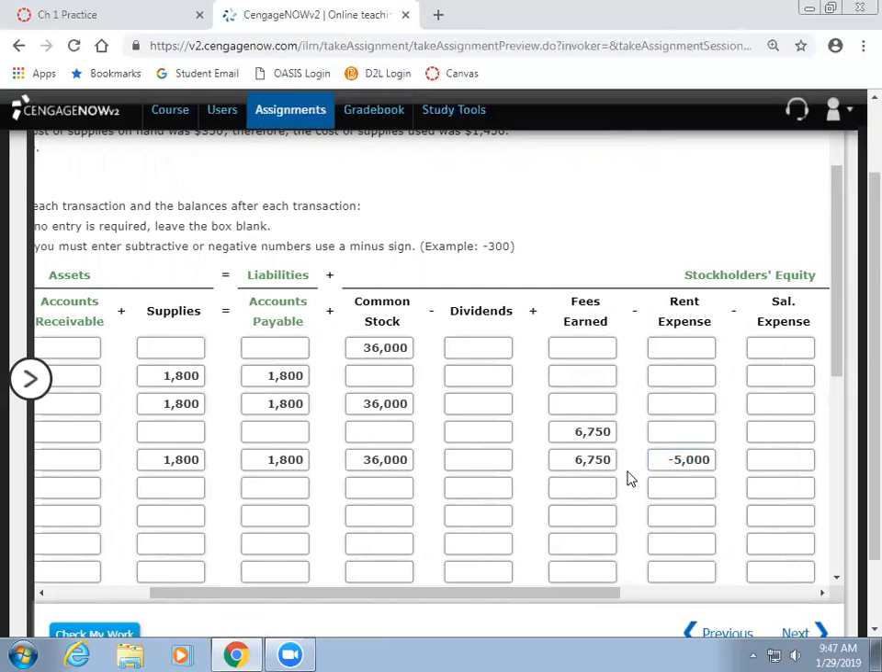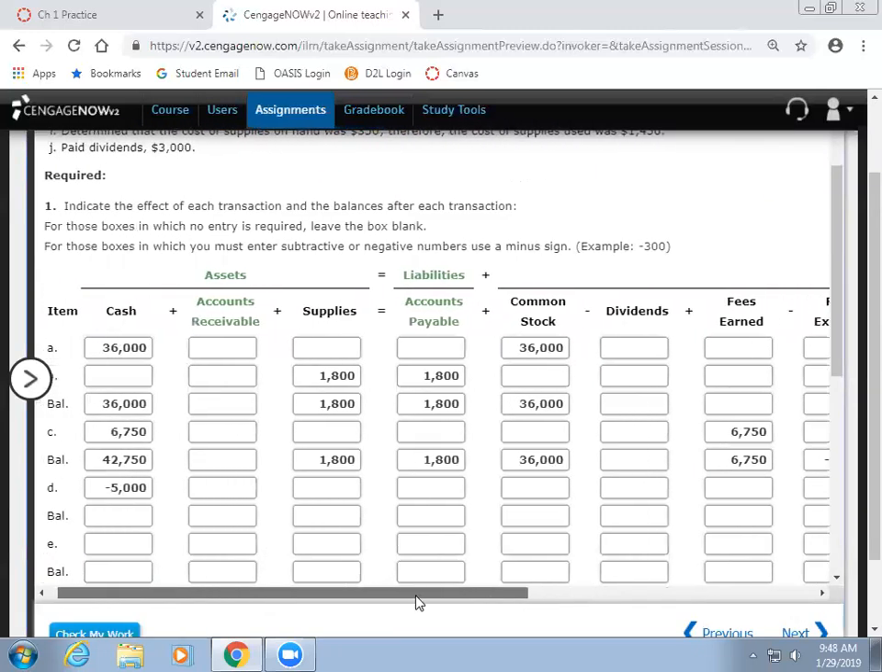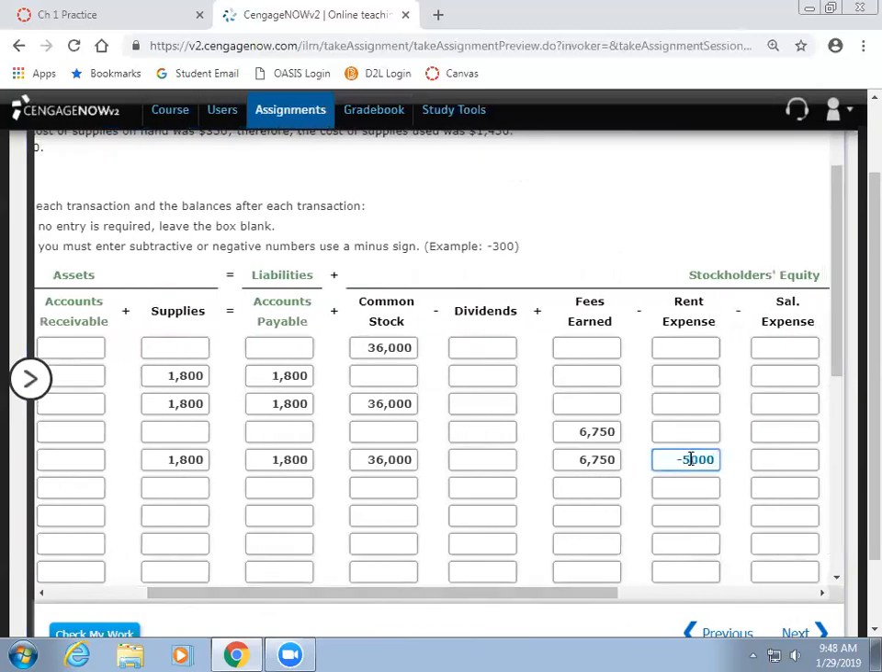Okay. And we're showing that as a negative. Sometimes it's kind of tricky, but basically because expenses decrease equity, right now we're going to show that as a negative because it's coming out of equity, okay? So we paid an expense, paid our rent. I think I put that on the wrong line, didn't I? Need to go down one line.